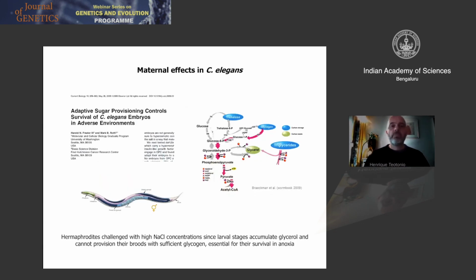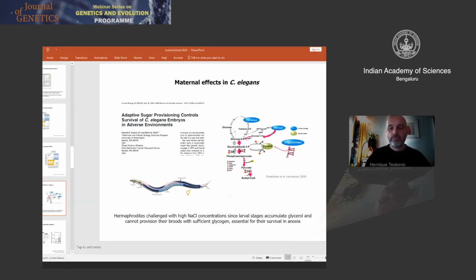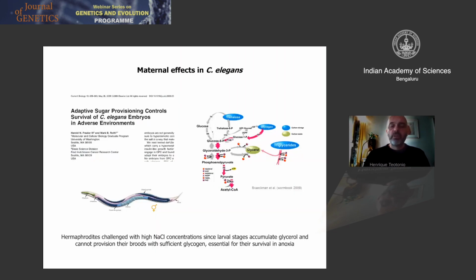So, do we know about maternal effects in worms? Yes, indeed, we do. In particular, when hermaphrodites are challenged with high NaCl concentrations since the larval stages, they accumulate glycerol to survive osmotic stress. As a metabolic trade-off, they cannot provision their broods with sufficient glycogen, a sugar essential for the survival of the embryos in anoxia, a lack of oxygen. So this is a maternal effect that we decided to leverage to do some experiments to test the theory.